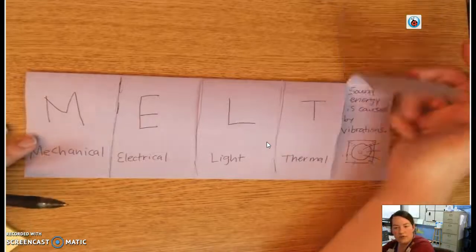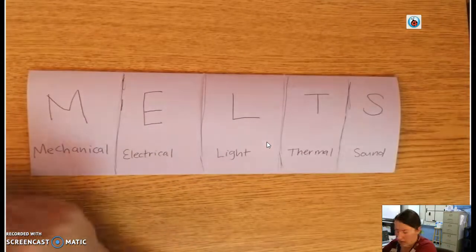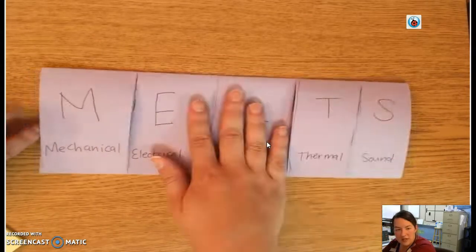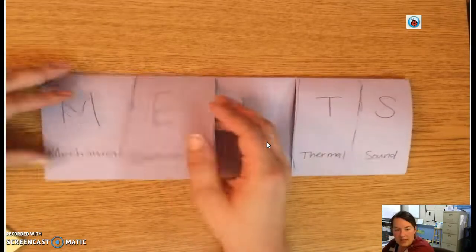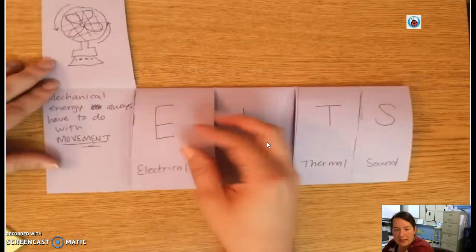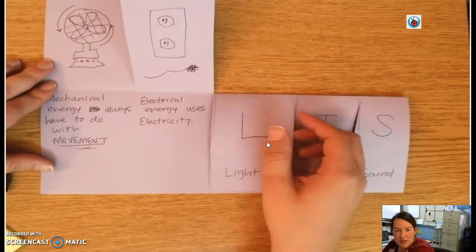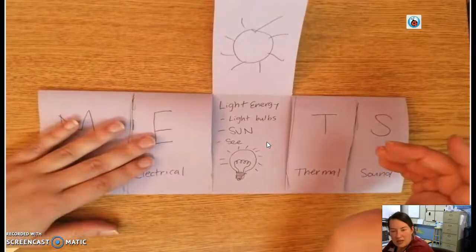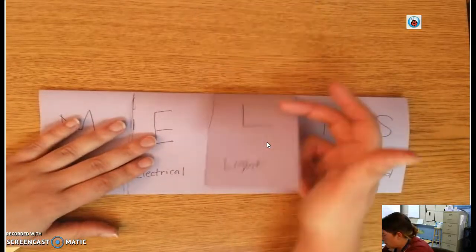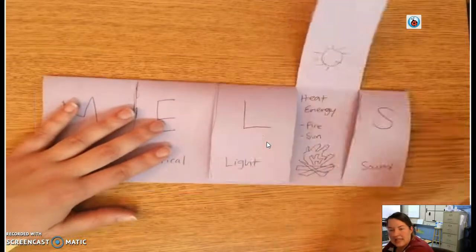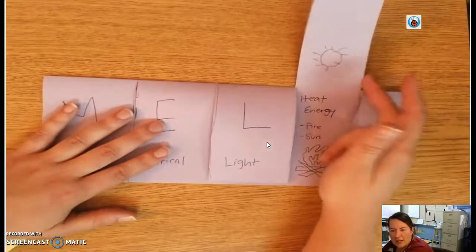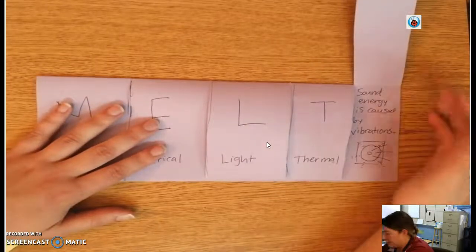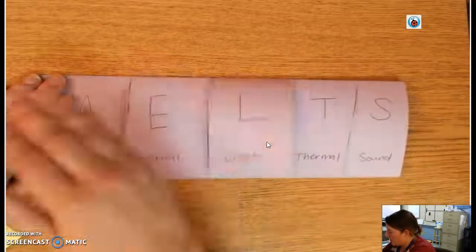So those are our 5 types of energy that we're going to study this week. So go ahead and finish this if you need to. Mechanical is caused by movement. Electrical energy is something that uses electricity. Light energy mainly comes from the sun. Light bulbs help us see. Thermal energy is heat energy, like fire or the sun. And then sound energy is caused by vibrations. So make sure you have all 5 of those.